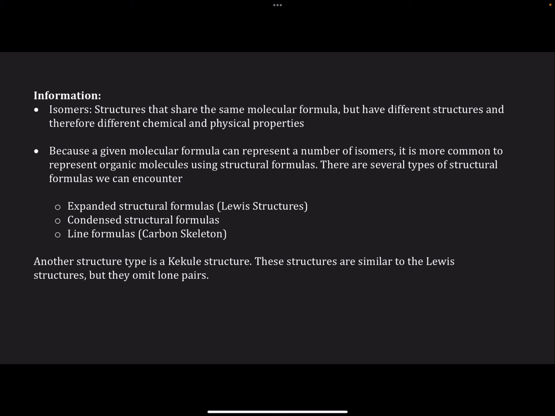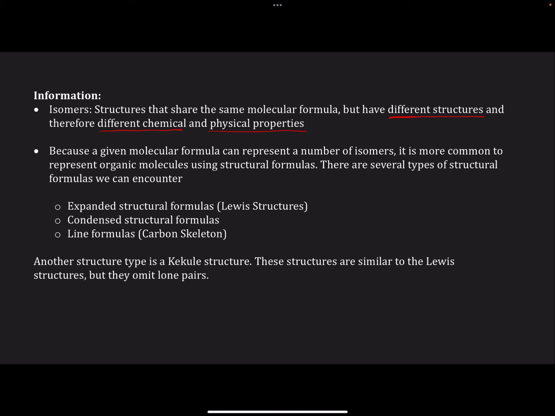So we've just seen structures with the same molecular formula. These are going to be referred to as isomers. Isomers share the same molecular formula but have different structures, and therefore, they're going to have different chemical and physical properties. So they are different materials.